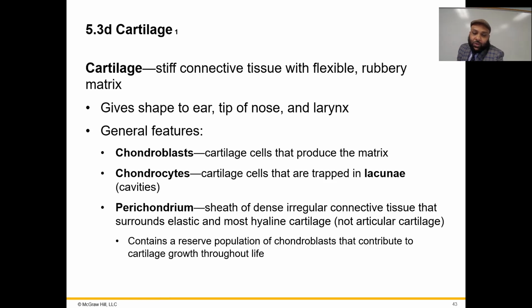The general features are the chondroblasts, cartilage cells that produce the matrix. Chondrocytes are cartilage cells that are trapped in lacunae. The perichondrium is a sheath of dense irregular connective tissue that surrounds elastic and most hyaline cartilage, not the articular cartilage. It contains a reserve population of chondroblasts that contribute to cartilage growth throughout life.